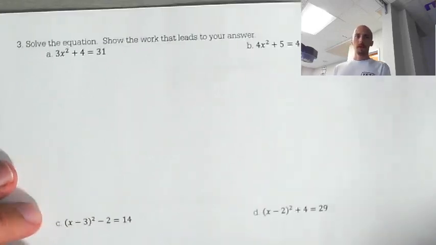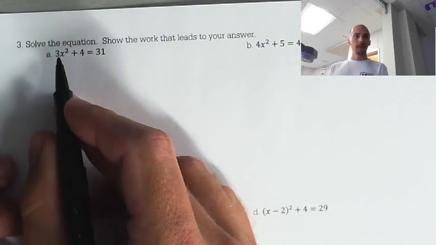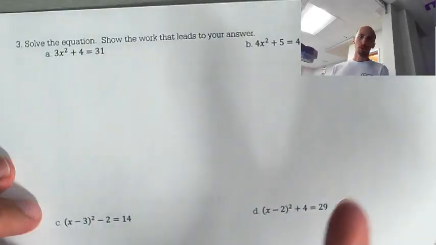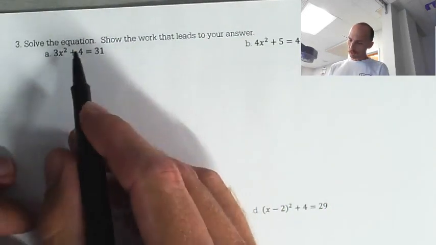All right. So number 3, solve the equation, show the work that leads to your answer. Okay, so we're going to isolate the x squared, and then we're going to probably take the square root of both sides. That's what the plan is.